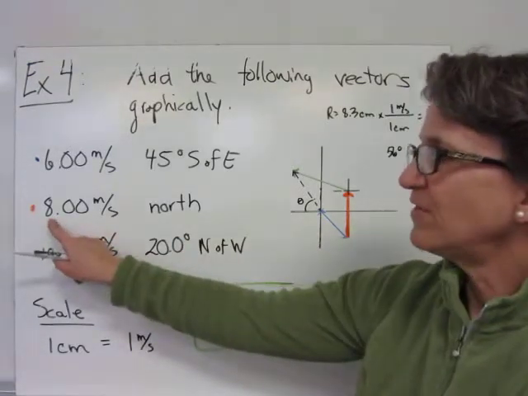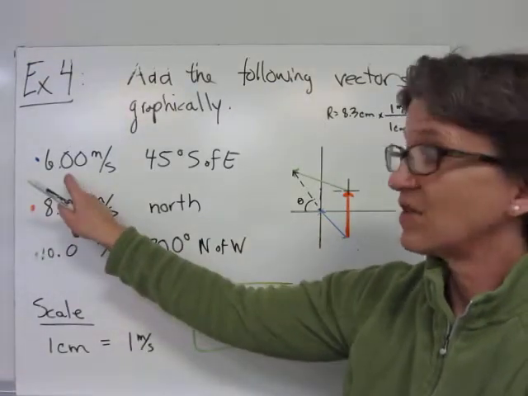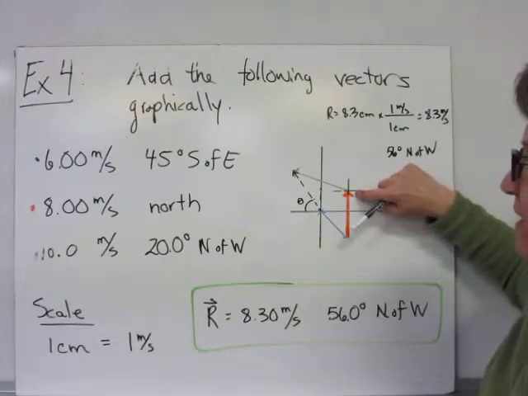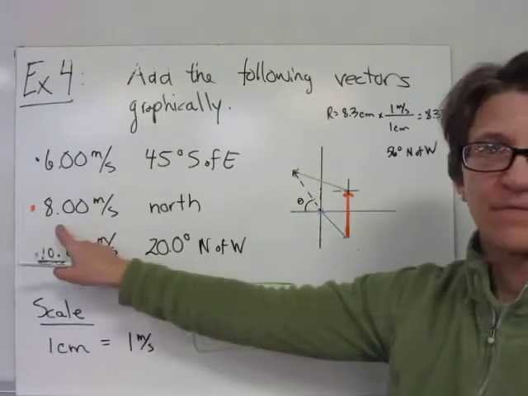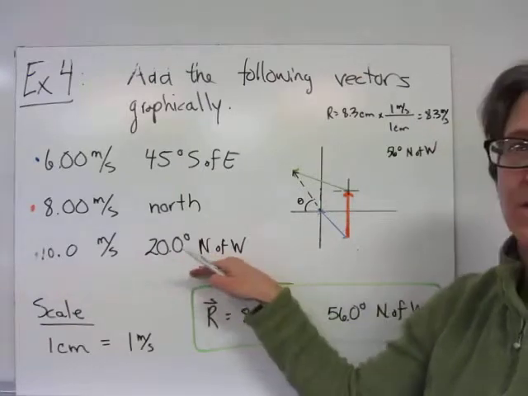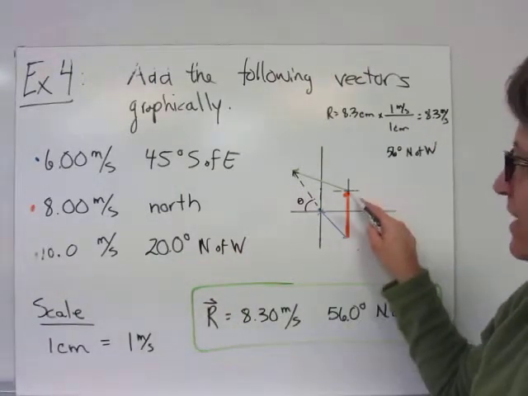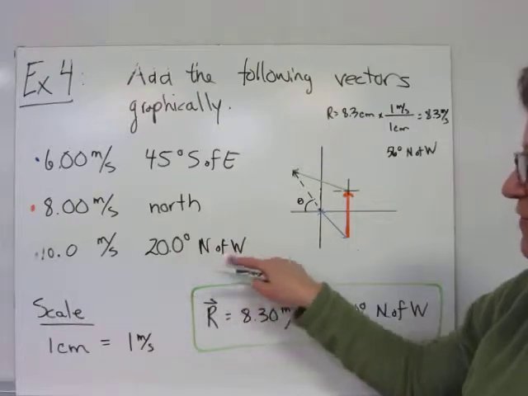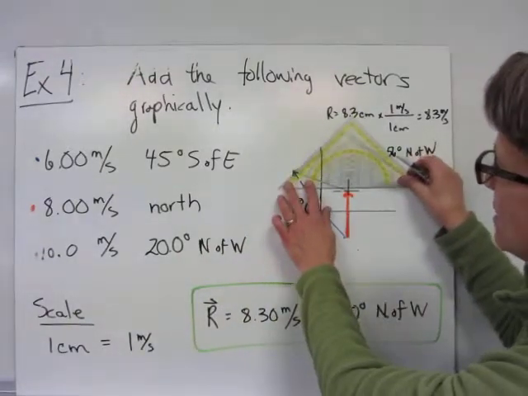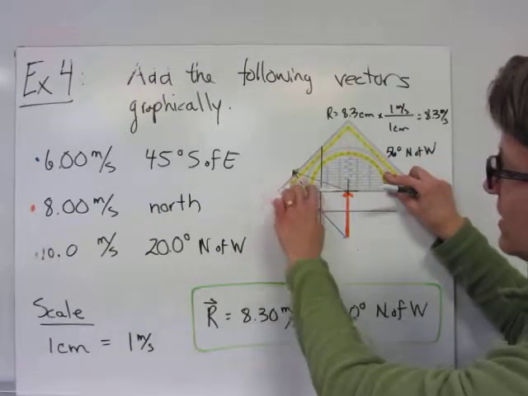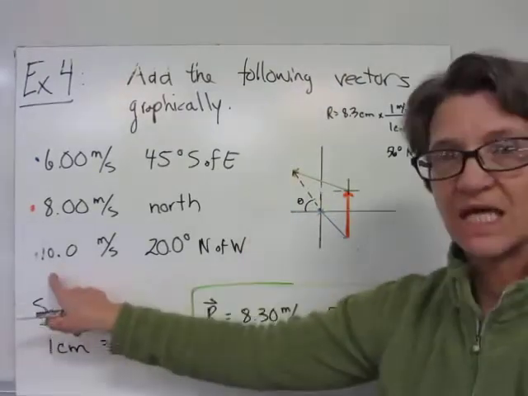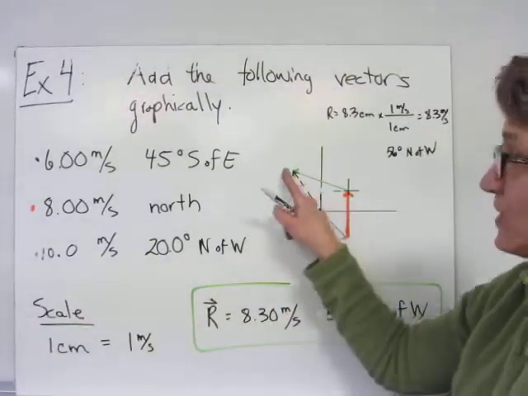My next vector, the tail of it, goes on the tip of the last vector I drew. My tail is here. I'm going directly north for 8 centimeters. I draw a tip on it. My next one's at an angle, so I need a coordinate system, and I measured 20 degrees north of west. So I used my protractor, measured 20 degrees, it's right in here, and then drew it 10 centimeters in length and put a tip on it.